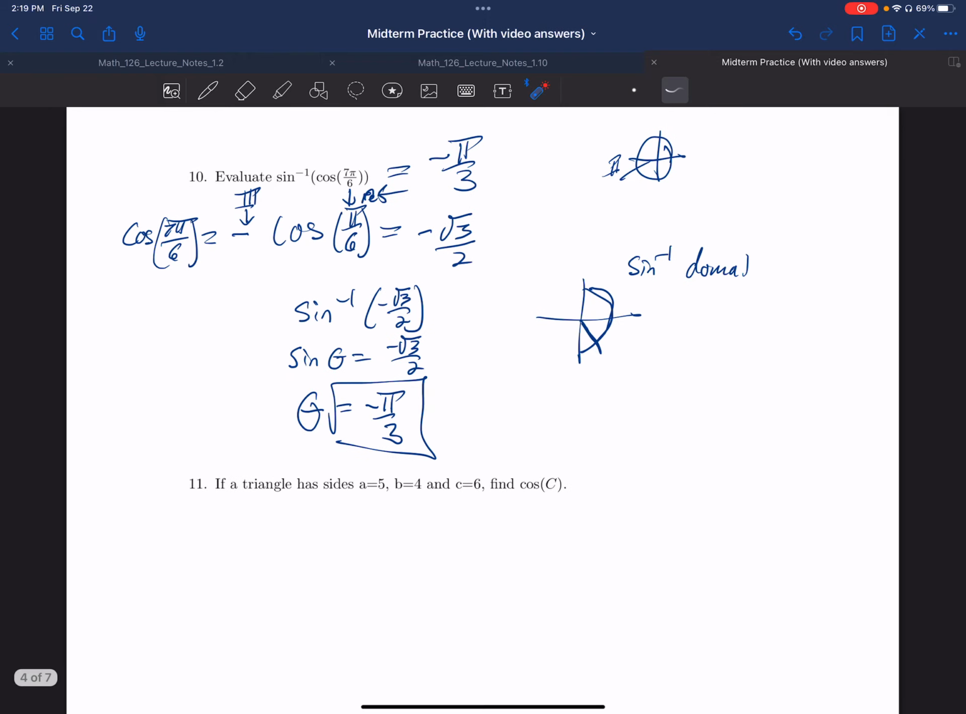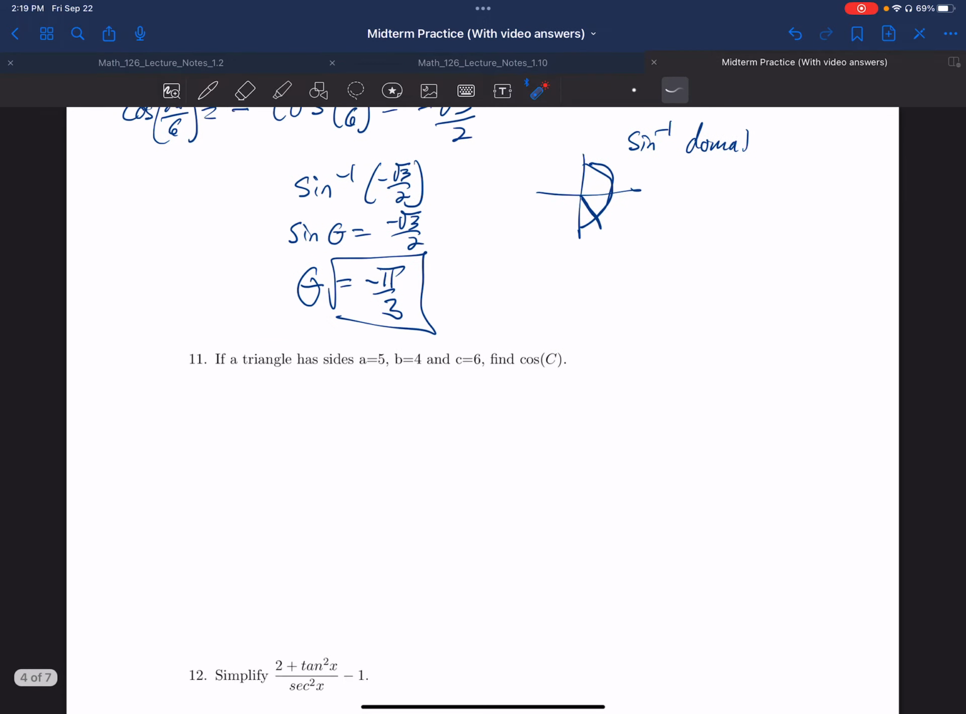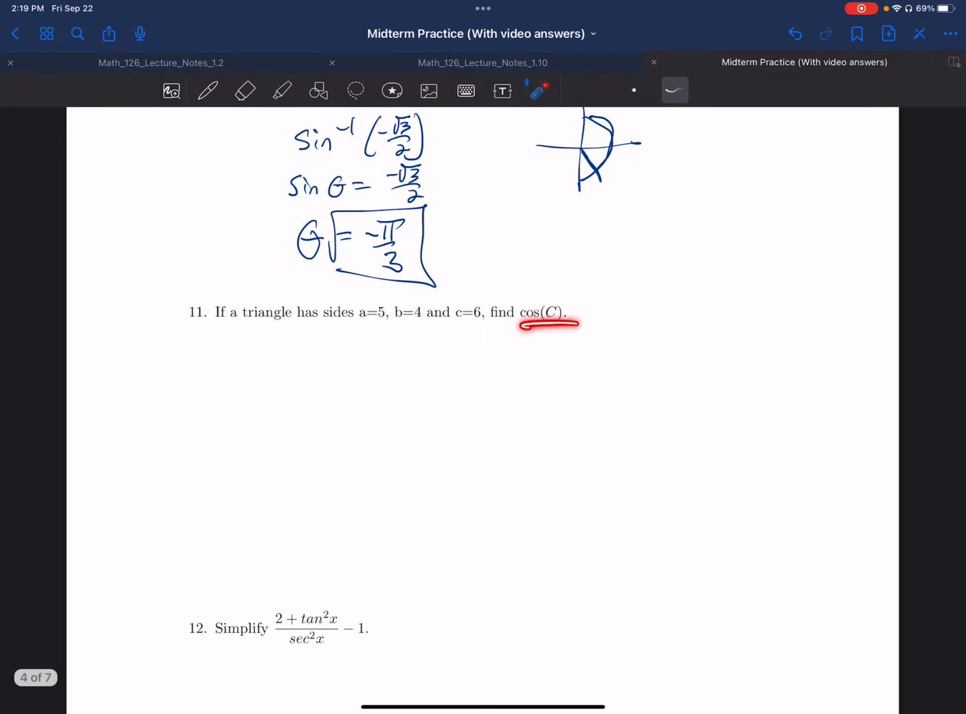Now we're going to get into our law of cosines. So a triangle has three sides, A, B, and C. Find cosine of C. Sometimes on the test, on the finals and stuff, they'll ask you what is cosine of C. Sometimes they'll ask you what is angle C. Be clear what it's asking. In this case, we're just looking for cosine of C.